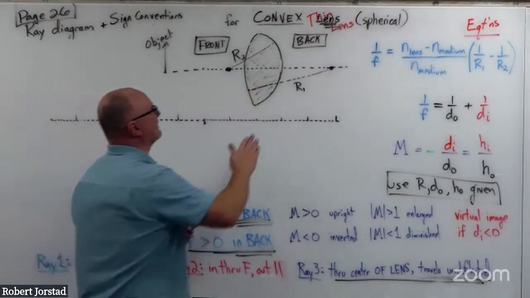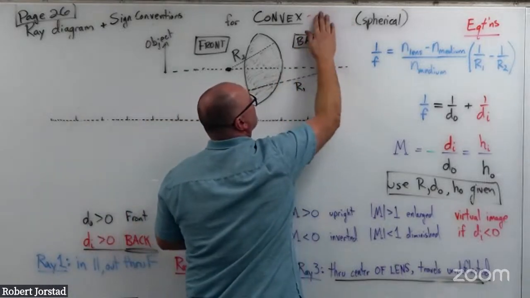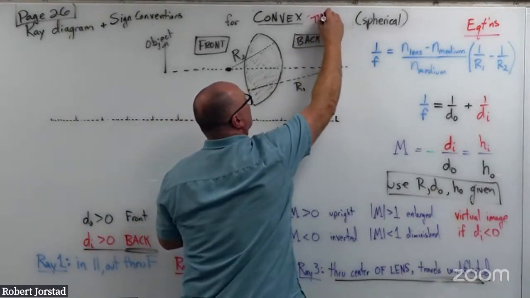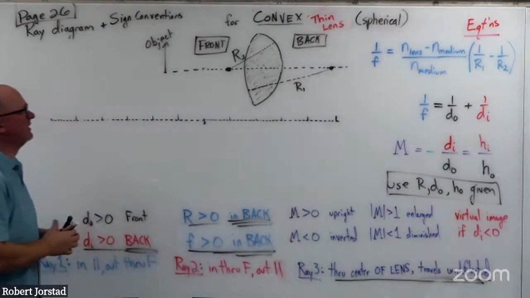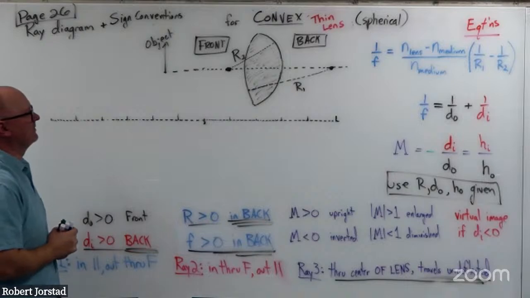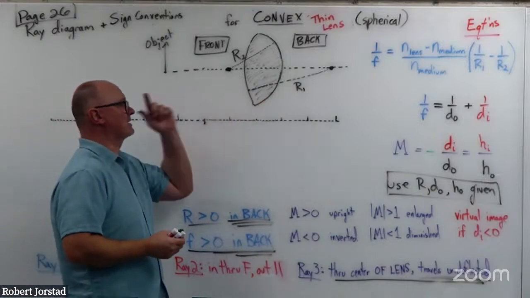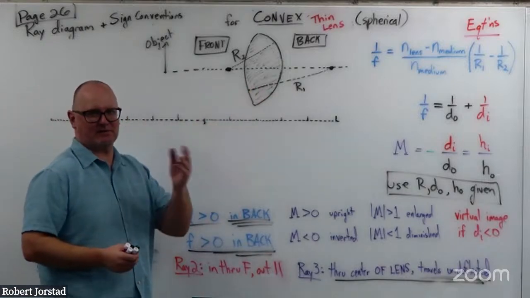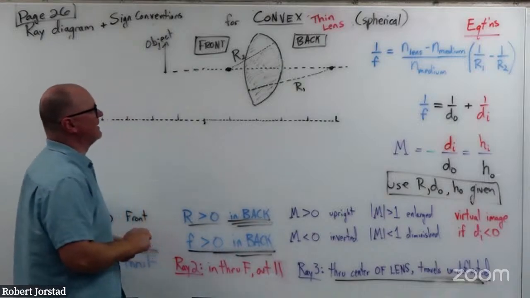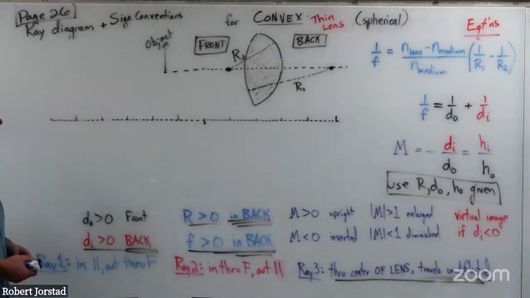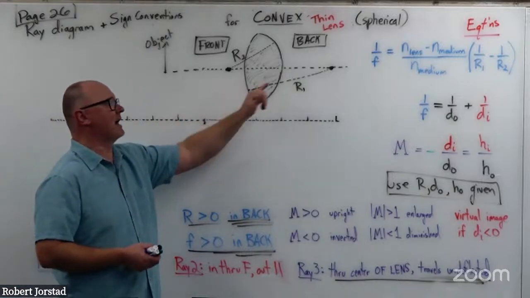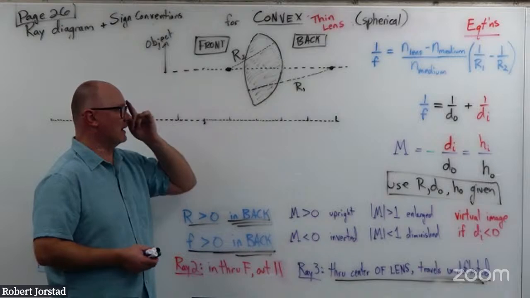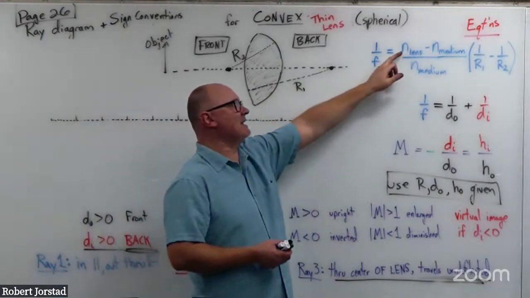Thin lens, spherical, convex. Now, this is actually a biconvex, meaning both sides of the lens are convex, which is very common. Notice we have to figure out these different radii. Both radii will affect the focal length, as will the index of refraction.